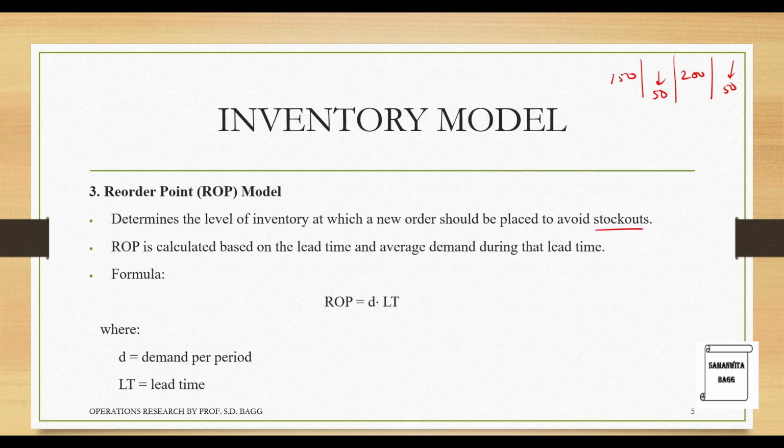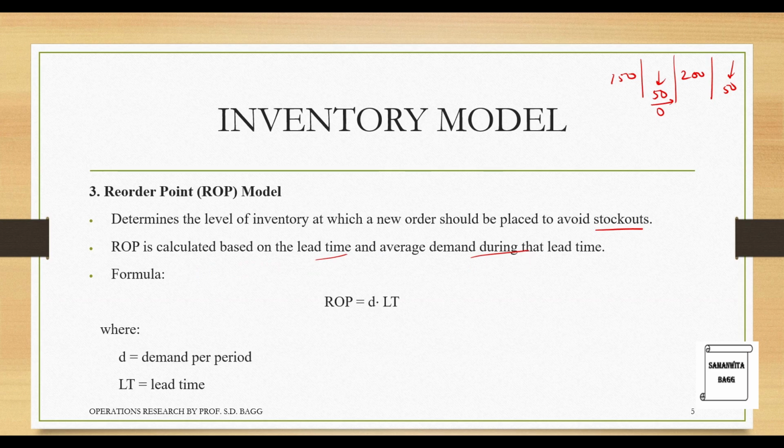Stockout means you completely run out of any stock material, so it directly becomes zero. And if it is zero, your production will stop. At 50, at least the production will continue. So this is called as reorder point. It is calculated based on the lead time and the average demand during that lead time.